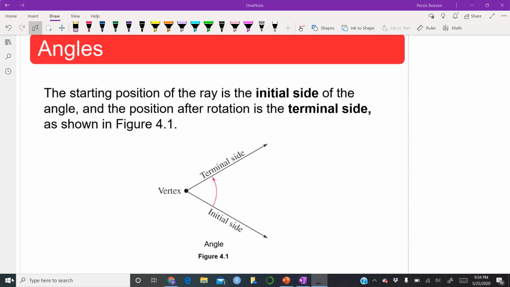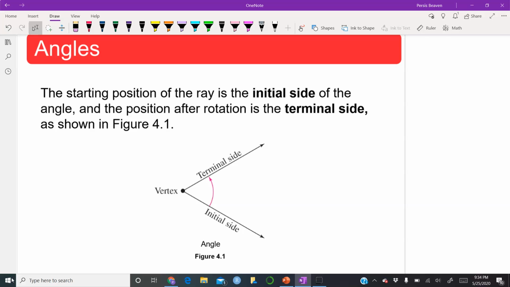So based on what we discussed on the previous slide, we are going to have the ray that I drew previously, and that will be corresponding to this vertex and the initial side of an angle. So that is what we call the initial side. And the terminal side is going to be this ray right here.